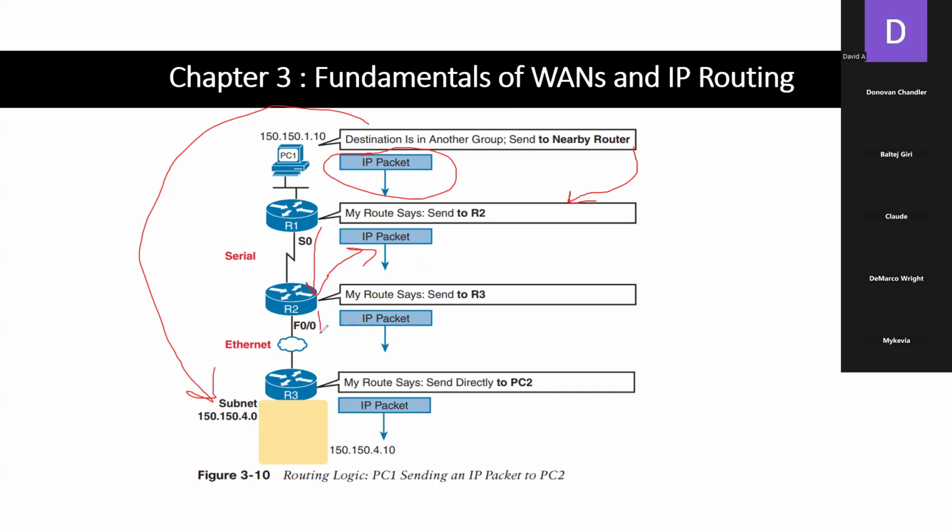I'm going to do the same thing. R3 is going to look at the IP packet that it receives. Sorry, guys, for my chicken scratch. Hey, my route says send directly to PC2. Then it's going to de-encapsulate and encapsulate and send it to PC2. Okay, this is network layer routing, aka forwarding logic. Okay, let's keep going.